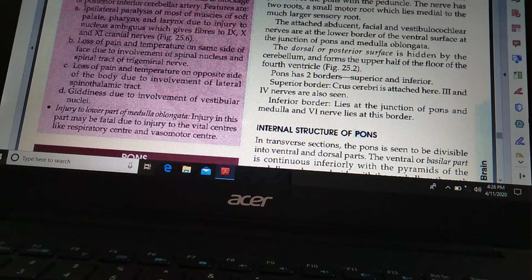With this, we complete the medulla oblongata, and your assignment is that you will draw all the diagrams, colored diagrams, 2 times in your anatomy notebook. Okay, that is your assignment for medulla. In the next video, we'll learn about pons.